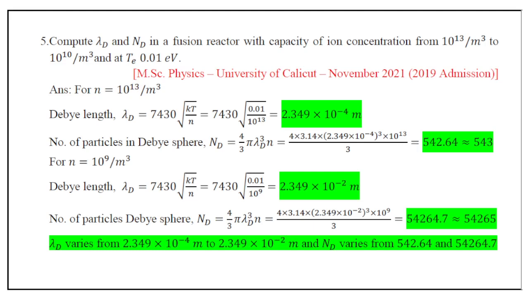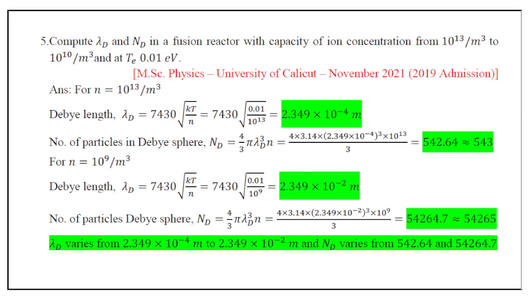For n equal to 10 raised to 13 per meter cube, lambda d is equal to 7430 root of kT by n. kT is given in electron volt, so we can use this formula. We get the value of lambda d, and the corresponding nd is 4 by 3 pi lambda d cube into n. So 4 by 3 pi lambda d cube into n, for n equal to 10 raised to 13, will be equal to 542.64. We can approximately take it as 543 as it is a number of particles. Approximation is not necessary, you can stop here also.